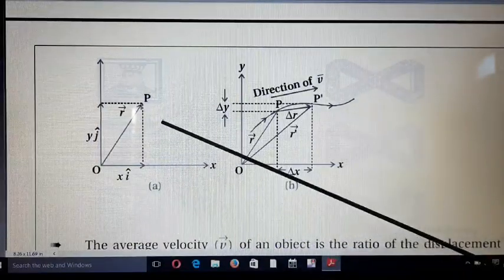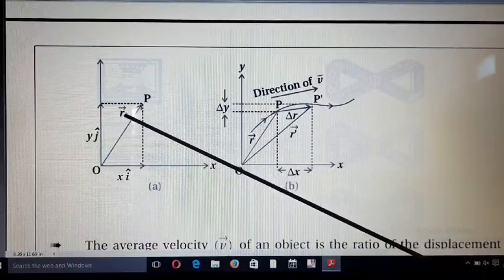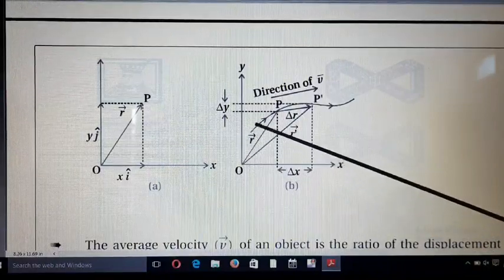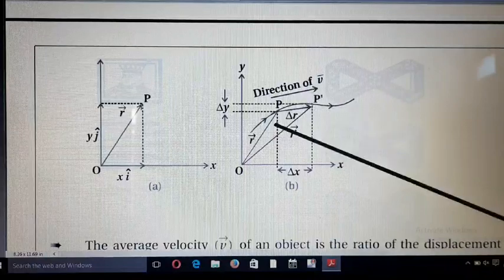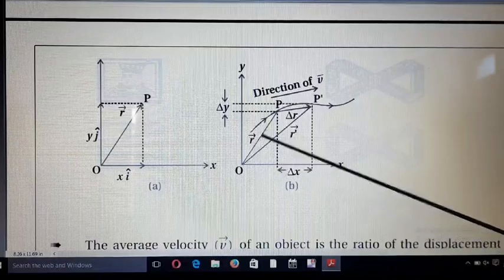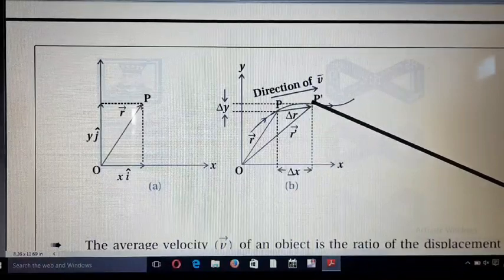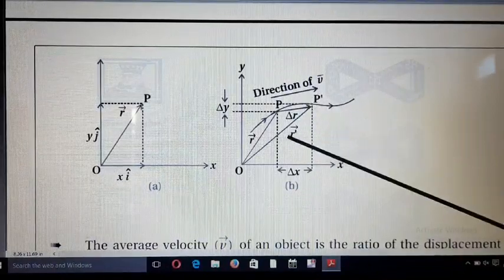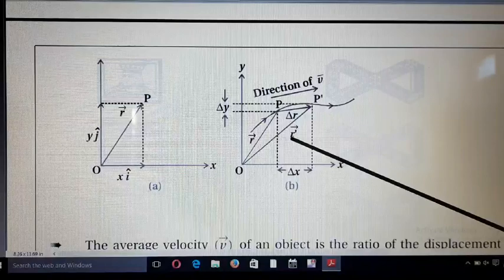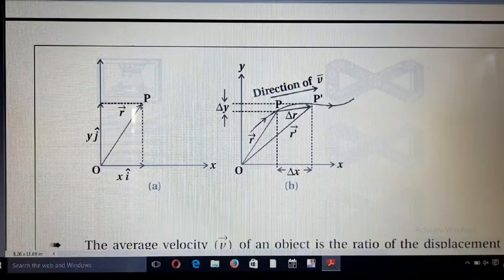Here we have one particle P. R is the position vector of this particle, and the particle moves this way. After time delta t, the particle reaches point P dash. At that time, its new position vector is denoted by vector r dash. This means that in time delta t, its x component and y component have changed.